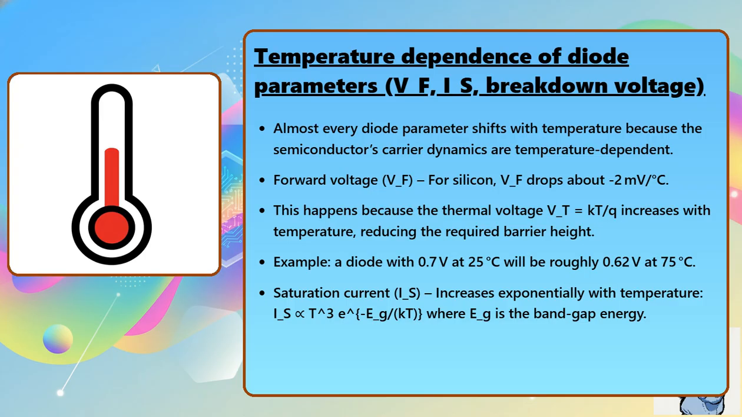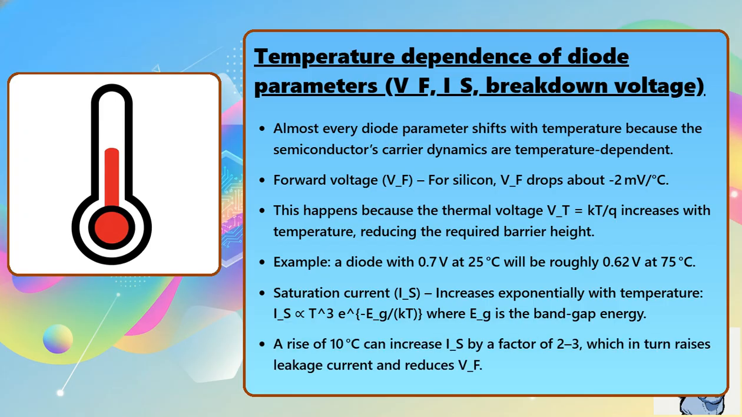Saturation current, I sub S, increases exponentially with temperature. I sub S is proportional to T cubed times e to the minus E sub G over kT, where E sub G is the band gap energy. A rise of 10 degrees Celsius can increase I sub S by a factor of 2 to 3, which in turn raises leakage current and reduces V sub F.